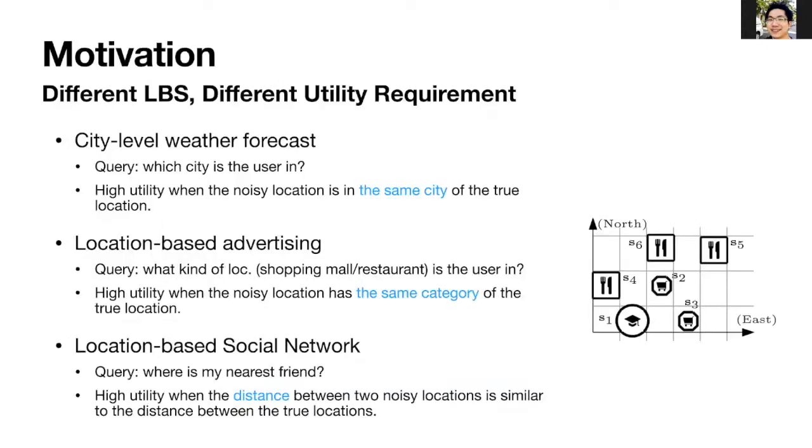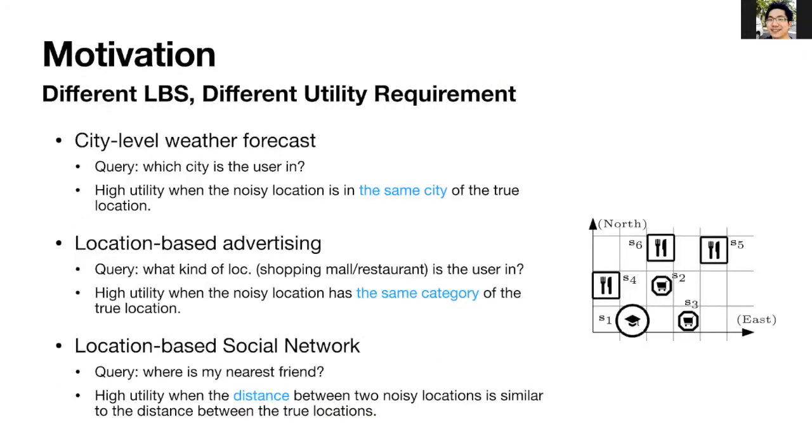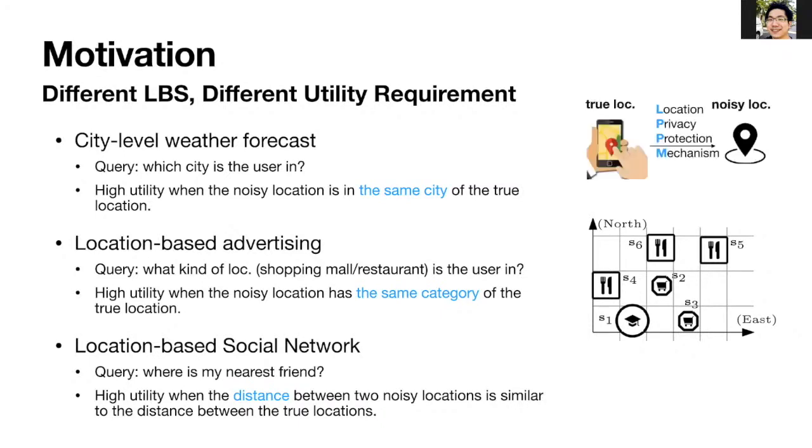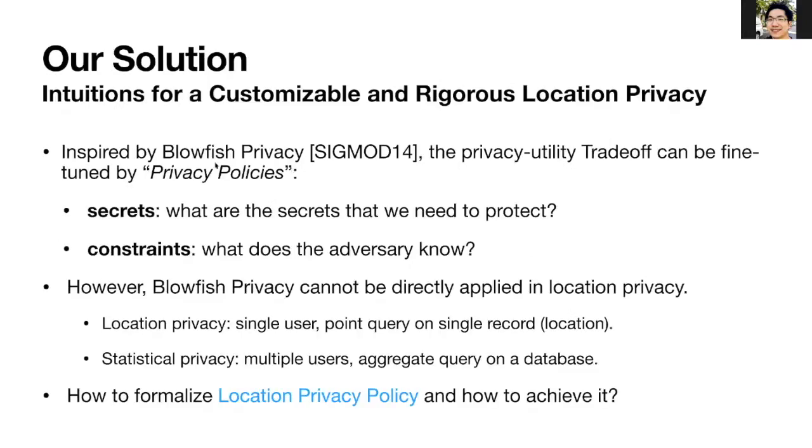Using state-of-the-art differential privacy-based location privacy, we cannot do anything flexible. You see there are different utility measurements, but still we cannot do anything except tune the epsilon. So in this work, our goal is to provide a flexible interface for location privacy to tune privacy and utility trade-offs. So what is our intuition?